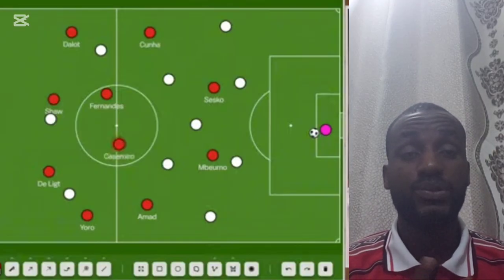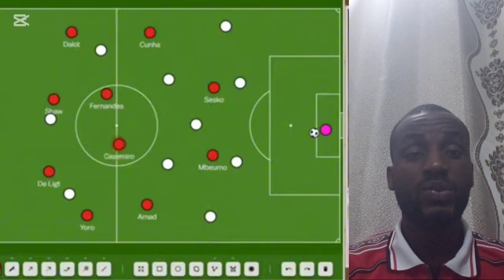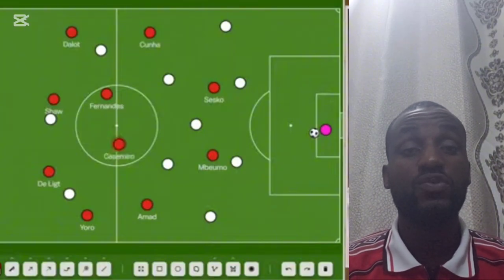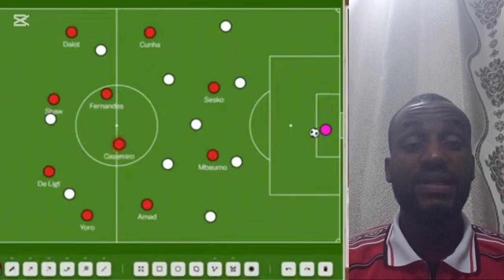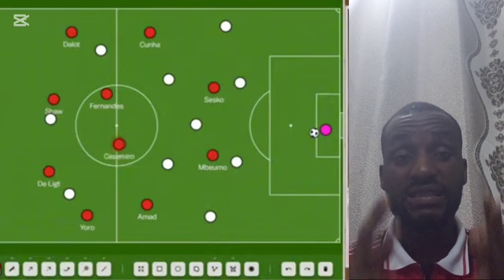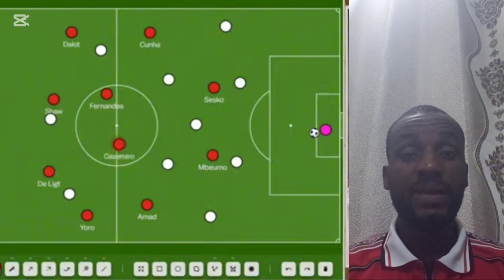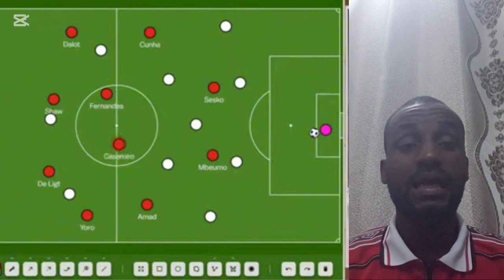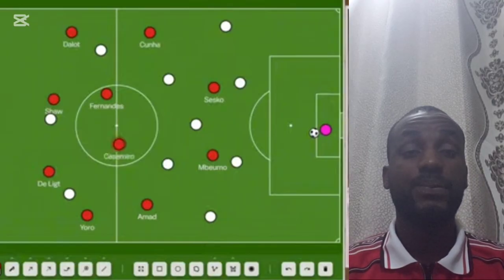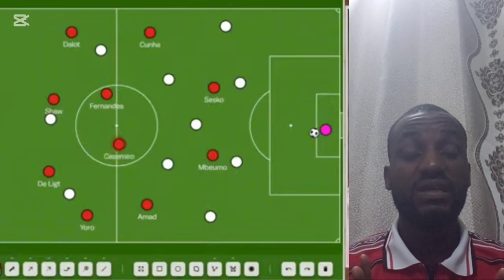They are very patient in building up from the back. So Manchester United were looking to be very aggressive, pressing as much as possible to force a lot of turnovers. Firstly, you're going to find out that Ederson and Cunha definitely came back into the team, and Mason Mount and Harry Maguire went back to the bench, probably because they had knocks.